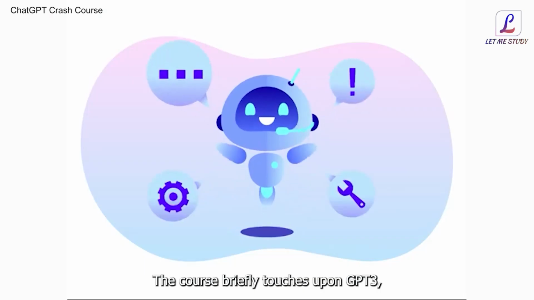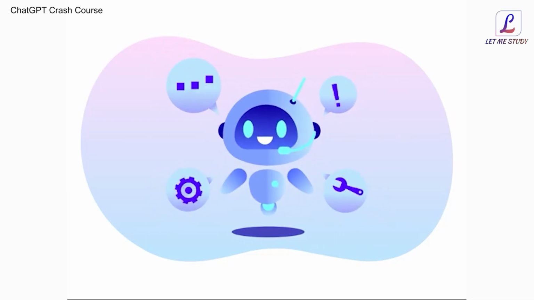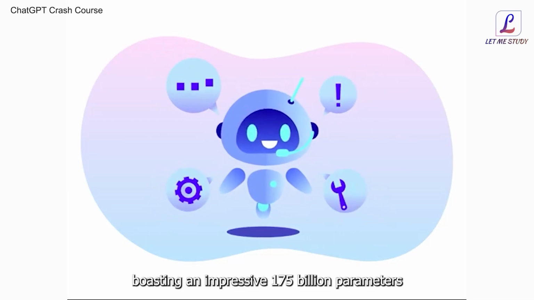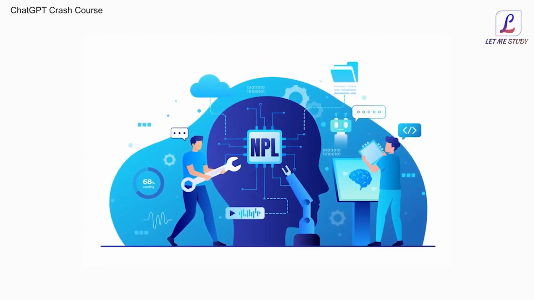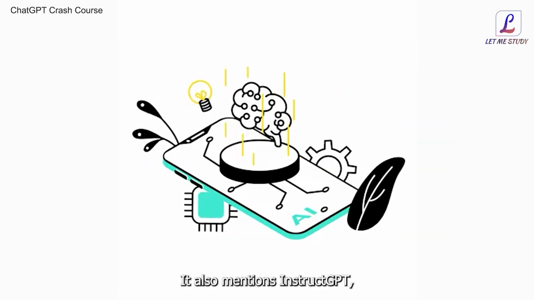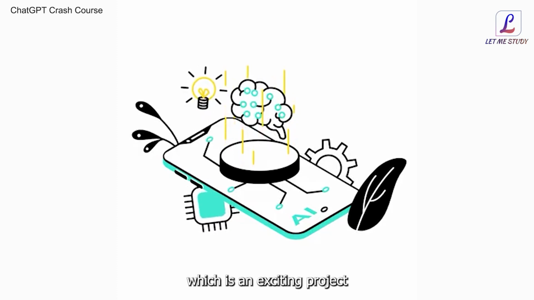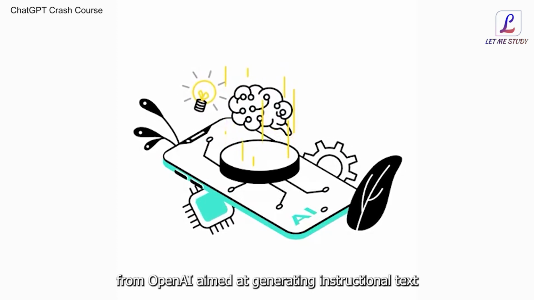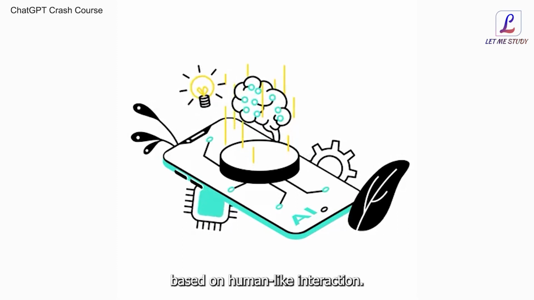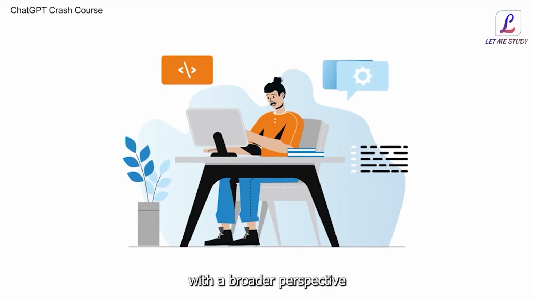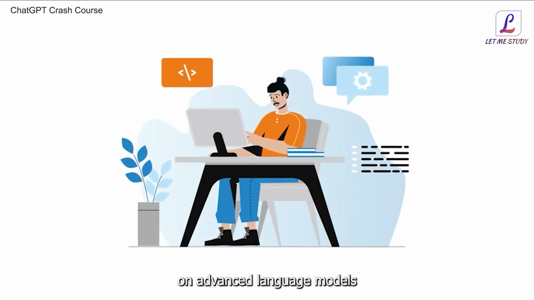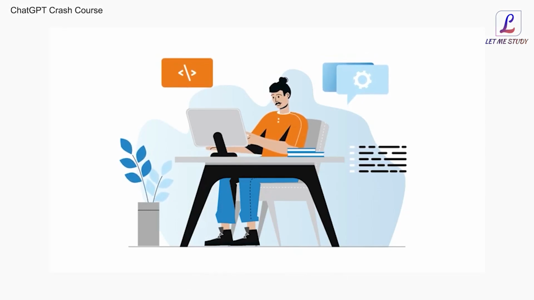The course briefly touches upon GPT-3, boasting an impressive 175 billion parameters and excelling at various NLP tasks. It also mentions Instruct GPT, which is an exciting project from OpenAI aimed at generating instructional text based on human-like interaction. These highlights provide learners with a broader perspective on advanced language models and potential future trends.